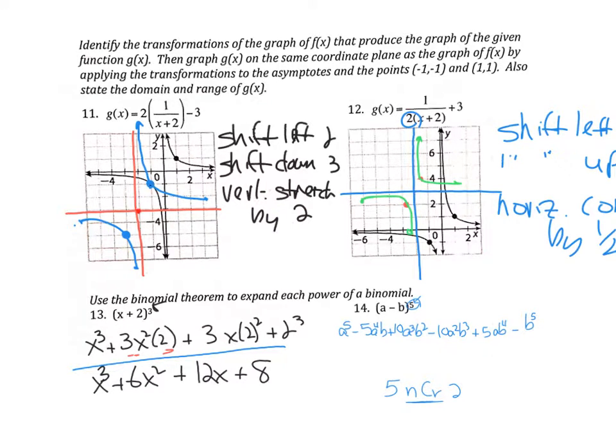Get your 2 points, vertical stretch by 2. Remember, vertical means up and down. So usually I go over 1, up 1. Vertical means up, down, so I'm going to go over 1, up 2. Over 1, down 2. Draw your 2 curves, you got it.